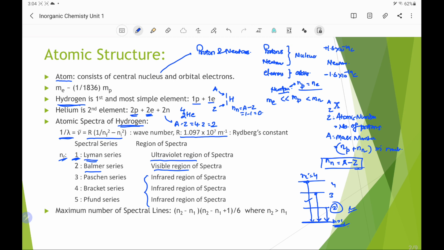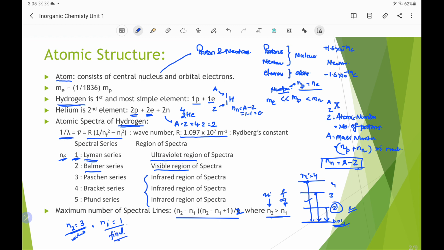The maximum number of spectral lines in a transition will be (n2 minus n1) into (n2 minus n1 plus 1) by 2, where n2 is greater than n1. We can say n2 is the initial energy state and n1 is the final energy state. For example, the transition is from n2 equal to 3 to n1 equal to 1. This is the initial state, and n1 equal to 1 is the final state.